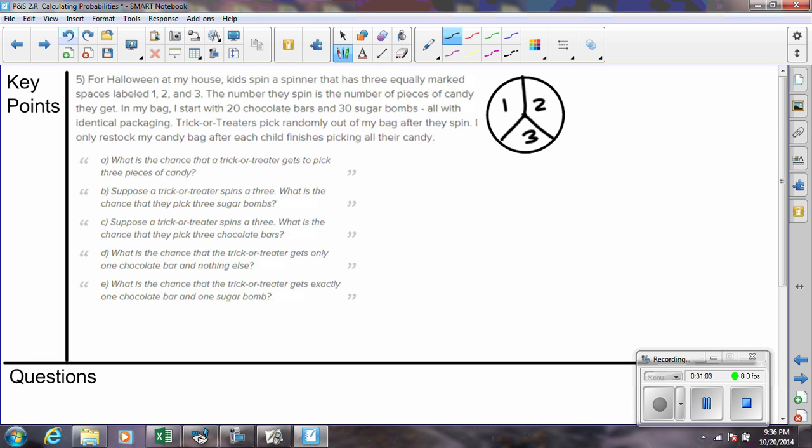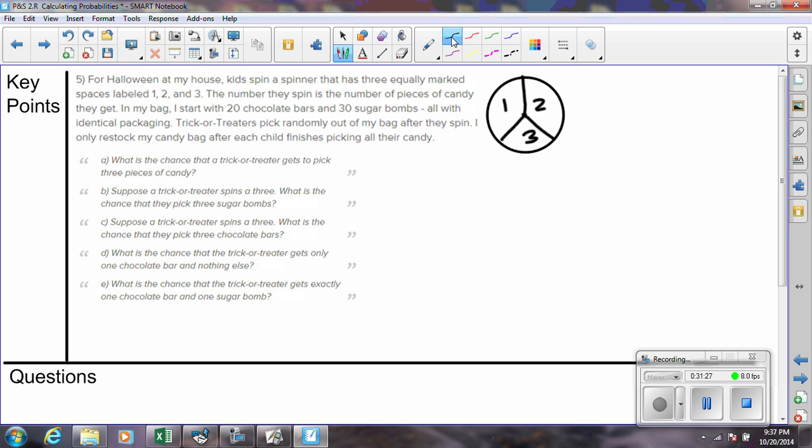Trick-or-treaters pick randomly out of my bag after they spin, and I only restock my candy bag after each child finishes picking all their candy. Okay, so I restock after the kid picks, which means as they're picking, once you pick the first candy, you can't pick it again. This is an indicator that we're picking without replacement.